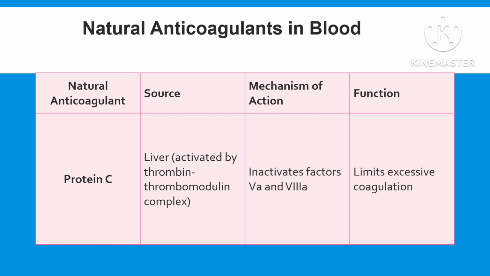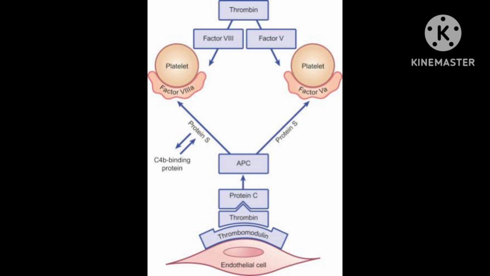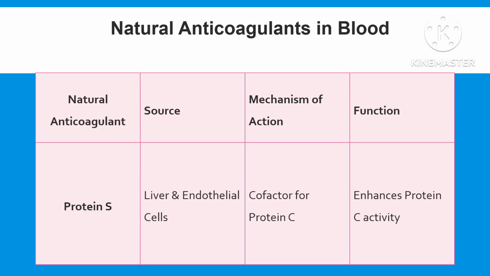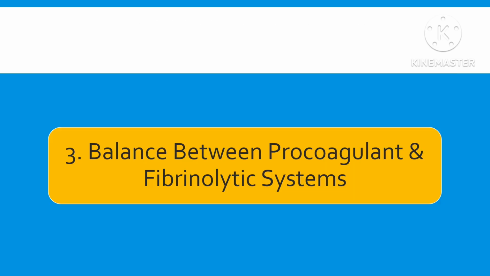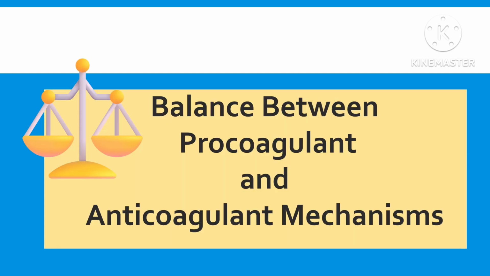Other anticoagulant proteins which are secreted in the blood are protein C and the S system. These two proteins work together to inactivate clotting factor 5 and 8, which are crucial in the coagulation cascade. Protein C is activated by thrombin when it binds to a special receptor called thrombomodulin, which is present on the endothelial cell, and protein S serves as a cofactor helping protein C function effectively.